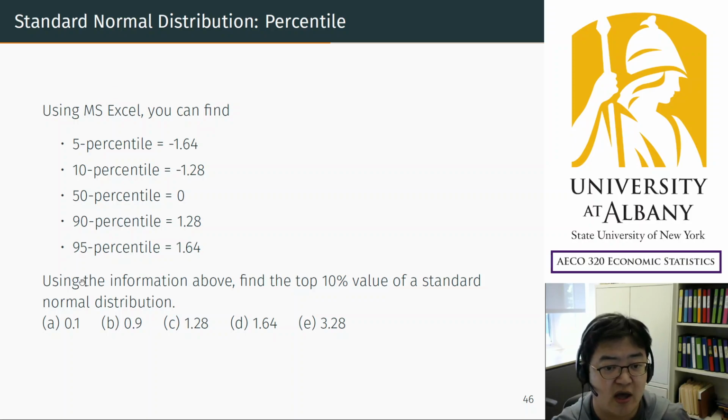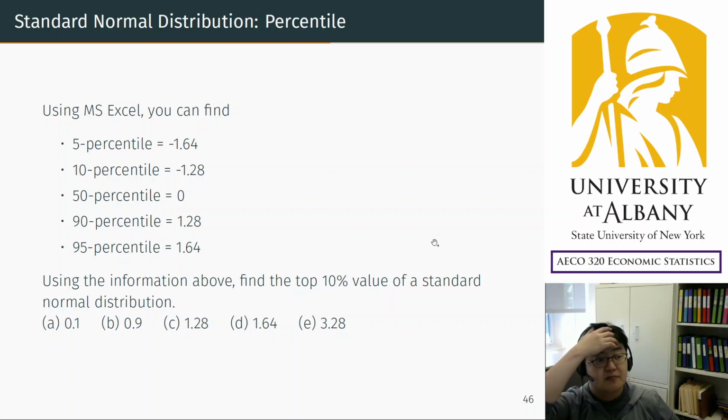Then let me ask you this. What is the top 10% value of a standard normal distribution? From those results, you should be able to interpret what the top 10% value is. The answer is 1.28. 90 percentile means below this percentile there are 90%. That means above that percentile only 10%. So this is the top 10% value.